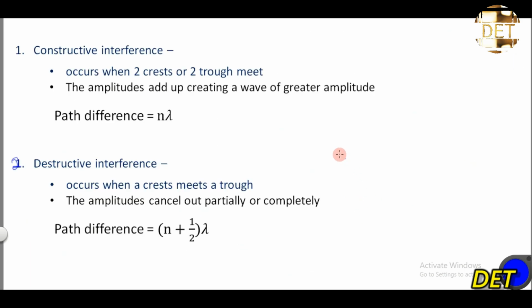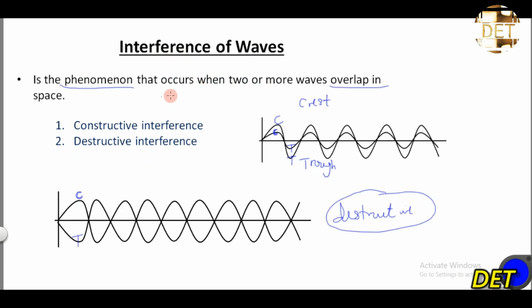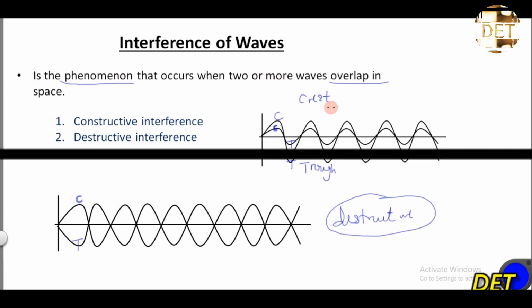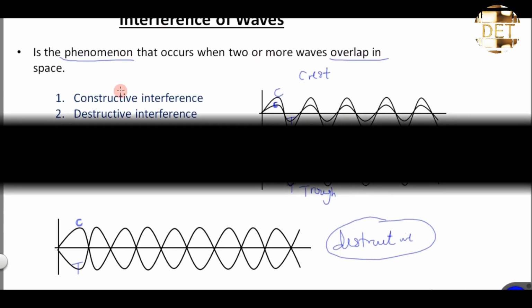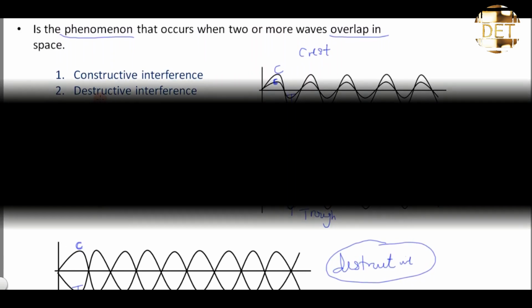Just a quick recap on this. Interference is a phenomenon that occurs when two waves overlap. We have two types of interference: constructive and destructive.